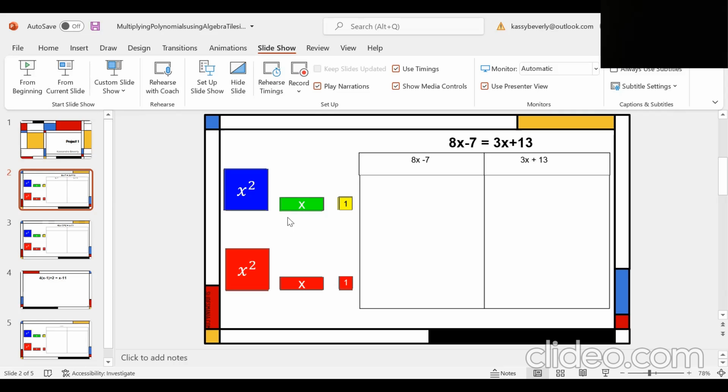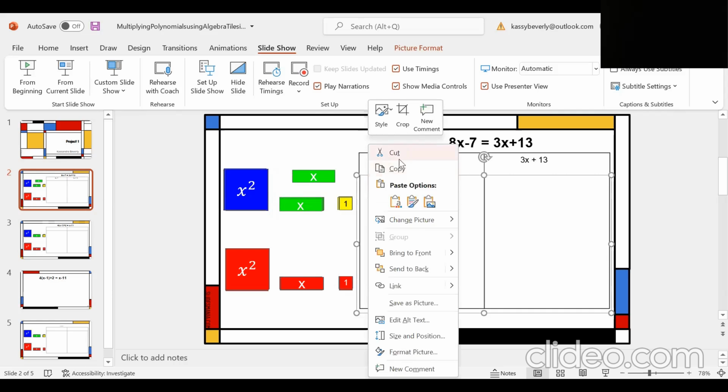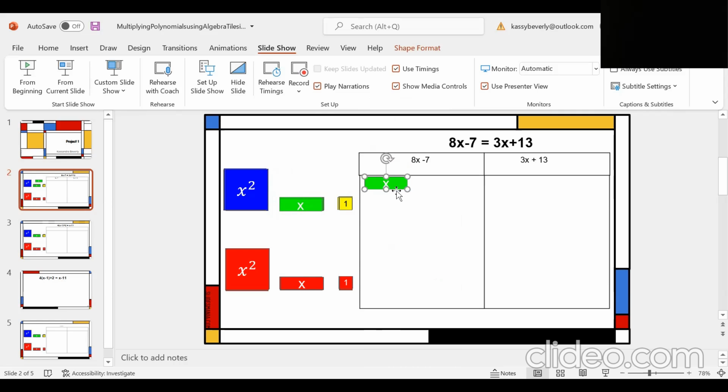So you have 8x. We're going to demonstrate 8x using these tiles. Let me move this to the back. All right, so 1, 2, 3, 4. So far we have 4 x's. 5, 6, 7, 8. So now we have 8 x's.